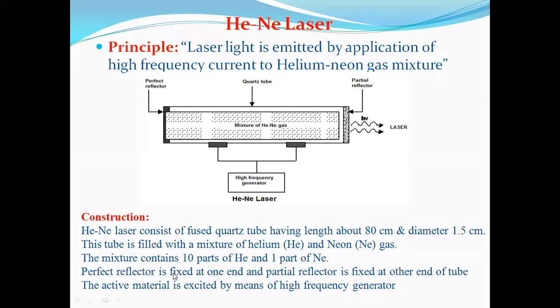And a perfect reflector is fixed at one end, and one side is a partial reflector, from which the laser light passes out. And the whole tube is attached to a high frequency generator, and that active material is excited by means of the high frequency.